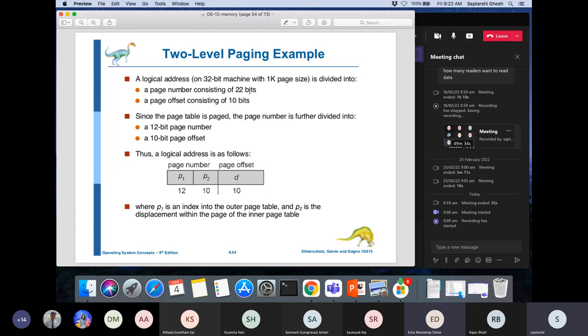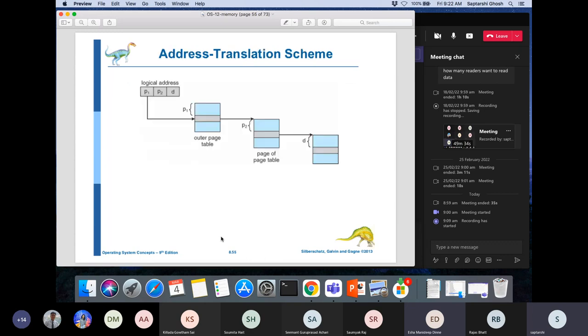But now there is a difference. We are paging the page table. That means we now have two levels of page tables. So this 22-bit page number will be further divided into a 12-bit page number and a 10-bit page offset. Essentially, P1, P2, and D. P1 is an index into the outer page table, and P2 is the displacement within the page of the inner page table.